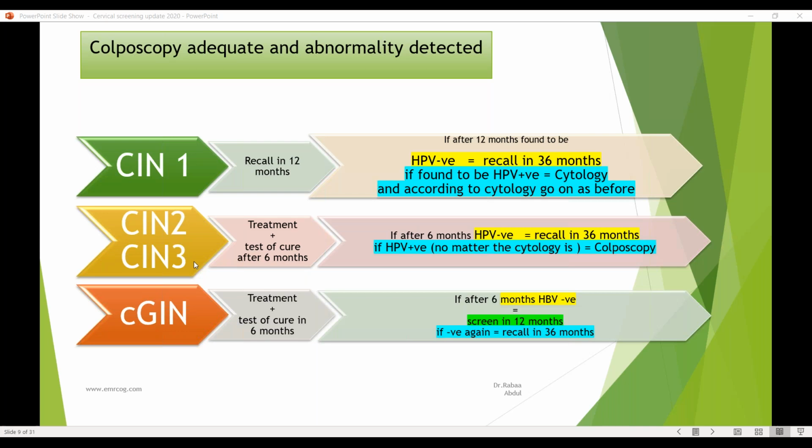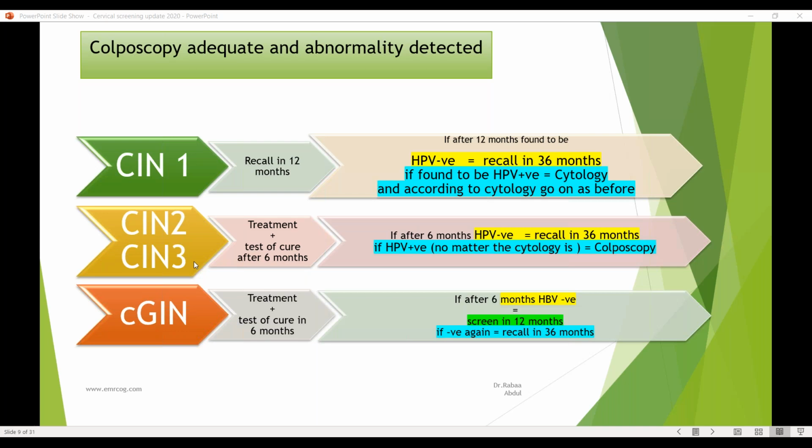So if the test of cure HPV test came negative, then we are happy. We will recall our patient in 3 years, in 36 months. Here our job is finished. So it is treatment, test of cure, negative, 3 years, recall. Now we come to the CGIN.